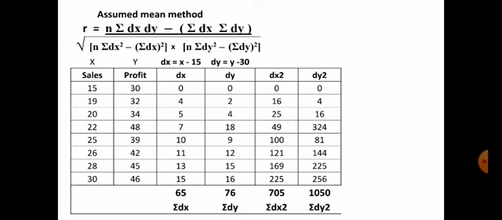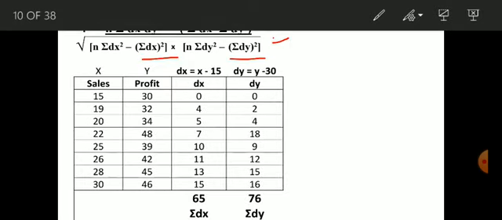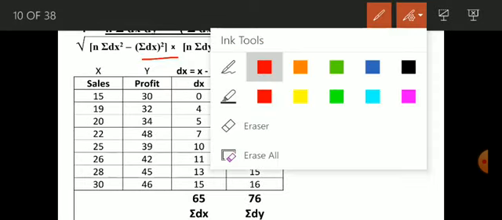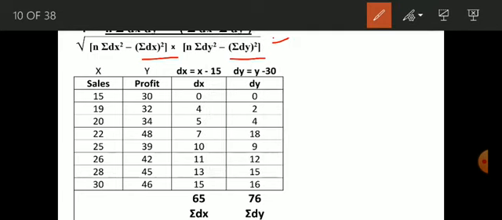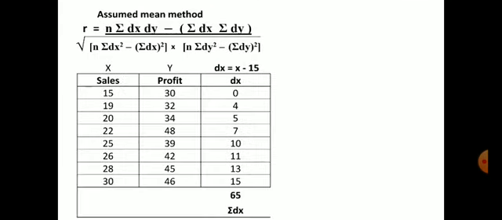Then what do we have to do? What is remaining? We have to multiply the dx with the dy part. That is dx into dy. Okay, we have to multiply dx with dy, this part, right?